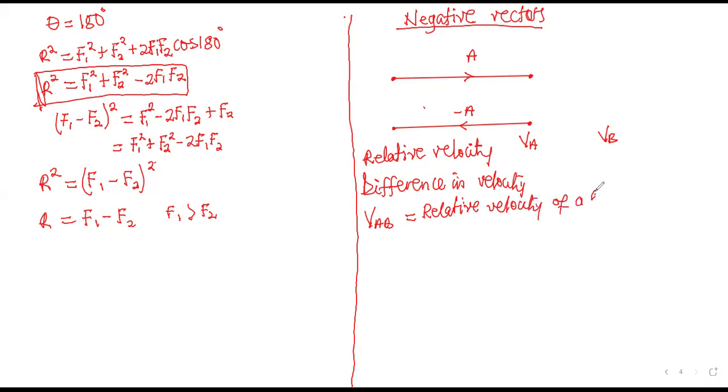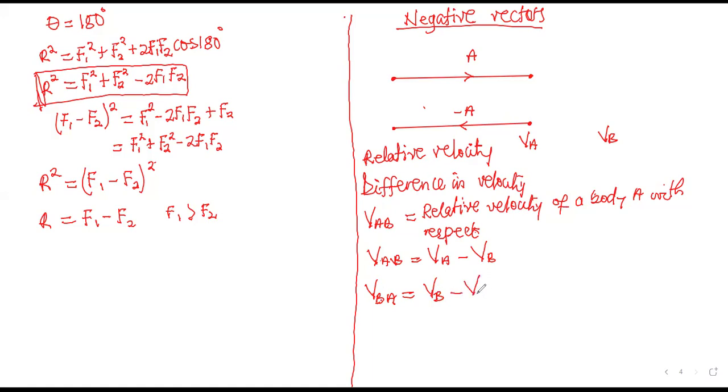The relative velocity of a body A with respect to B is written as VAB, meaning we are comparing the velocity of A to the velocity of body B. VAB is technically written as the velocity of A minus the velocity of B. If it is the relative velocity of a body B with respect to A, then it is the velocity of the first letter B minus the velocity of the second letter A.